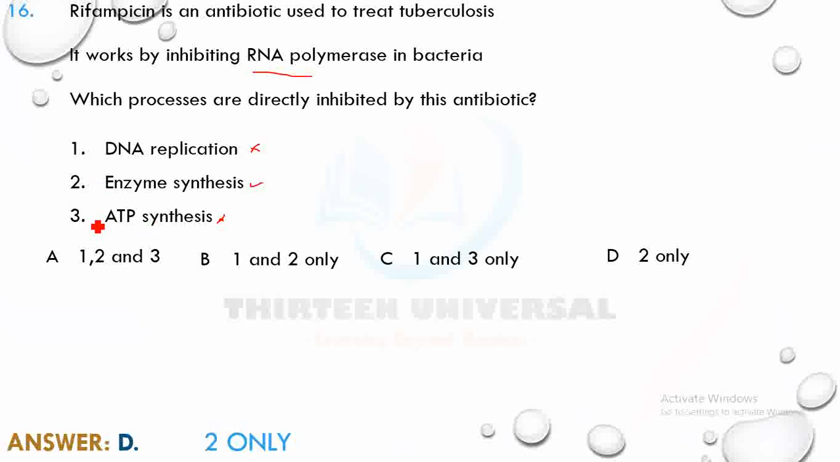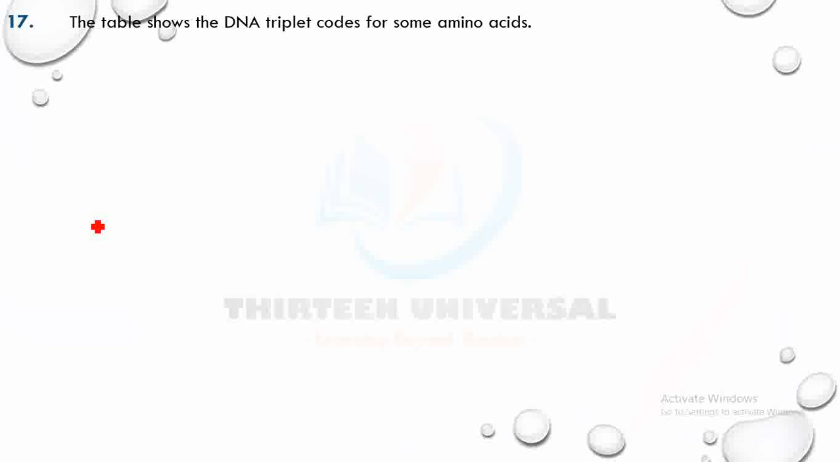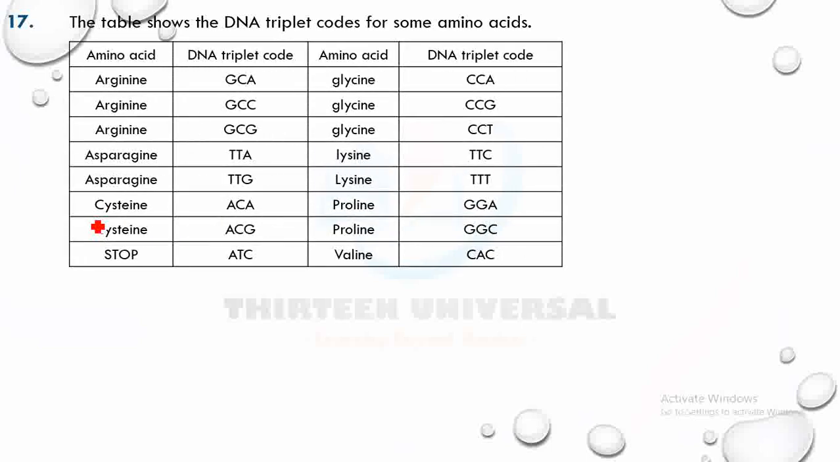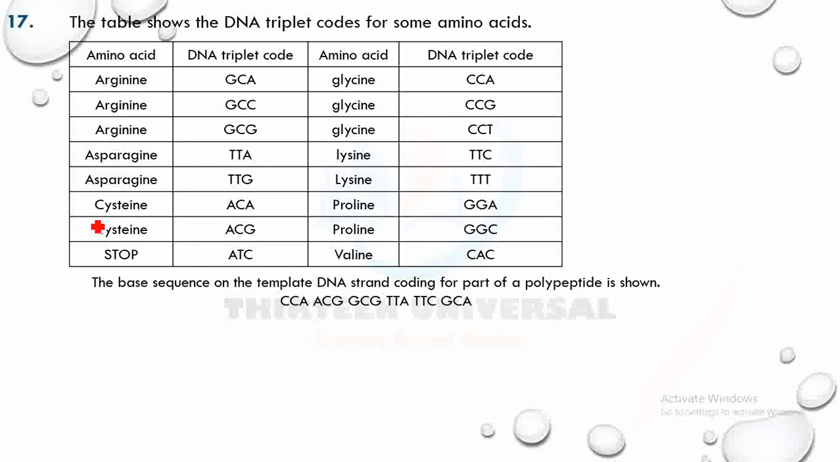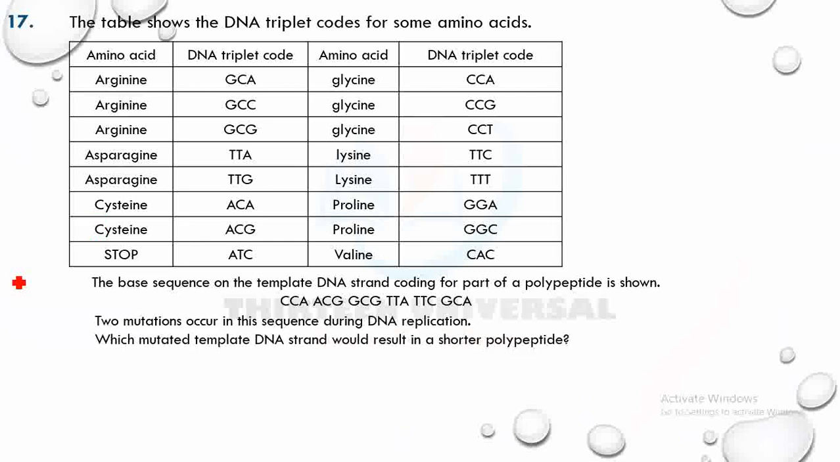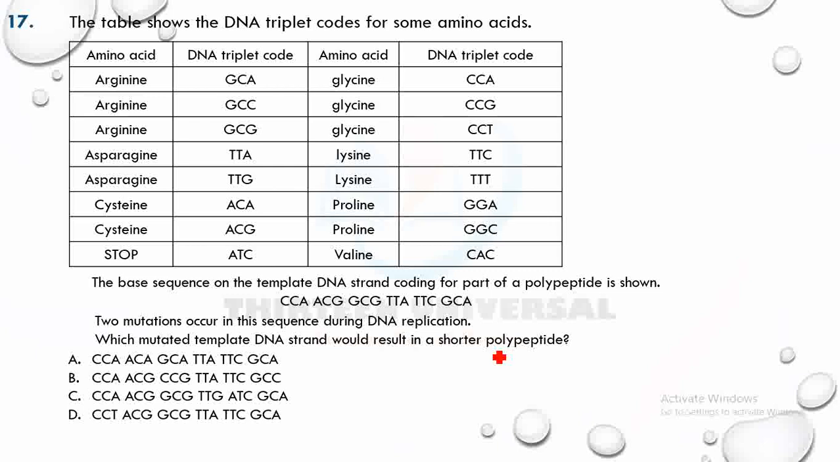So yeah, 2 only. The table shows DNA triplet codes for some amino acids. You can see that. So say the base sequence on the template DNA strand coding for part of a polypeptide is shown. You can see that. So say 2 mutations occur in this sequence during DNA replication. Which mutated template DNA strand would result in a shorter polypeptide? So pause the video, try it.